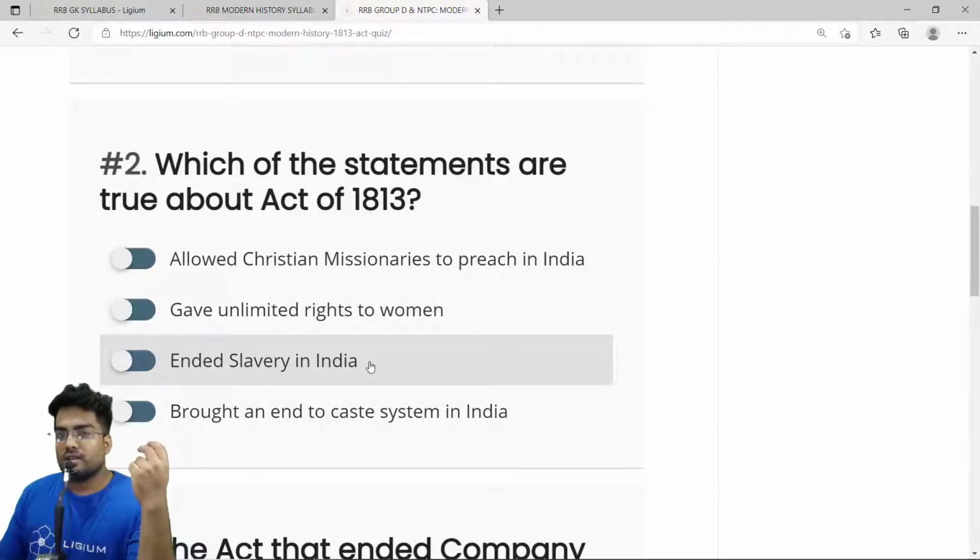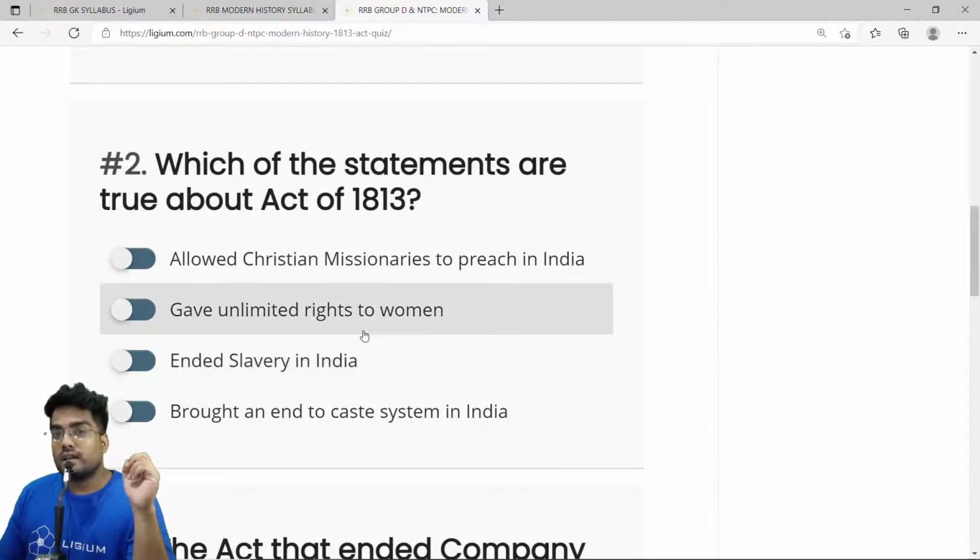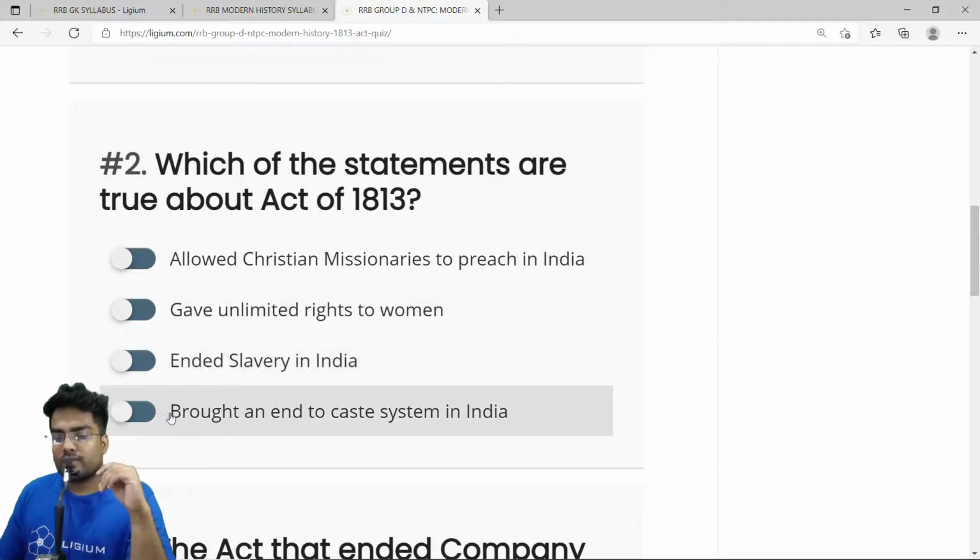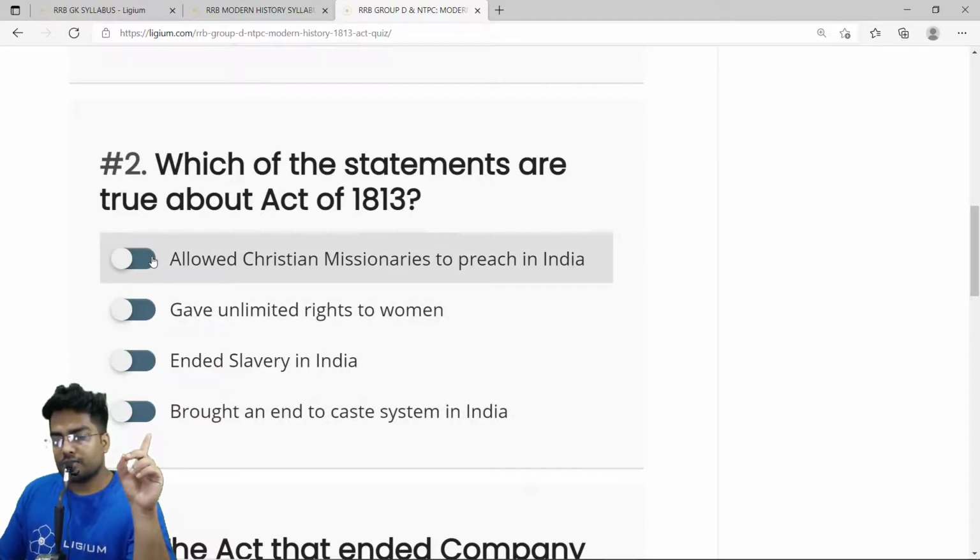Third, ended slavery in India. Again, this is not true because it was only the Act of 1854 in the British Parliament, which was led by William Wilberforce. Slavery was ended not only in Britain but in parts of the colonies. So this is also incorrect. Then we have the fourth one, that is brought an end to the caste system in India. That is also not true. So the correct answer is option A, allowed Christian missionaries to preach in India.